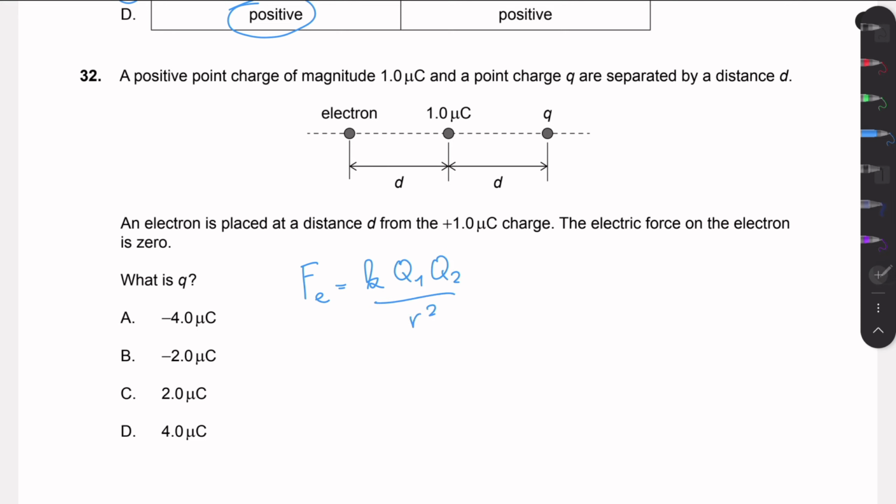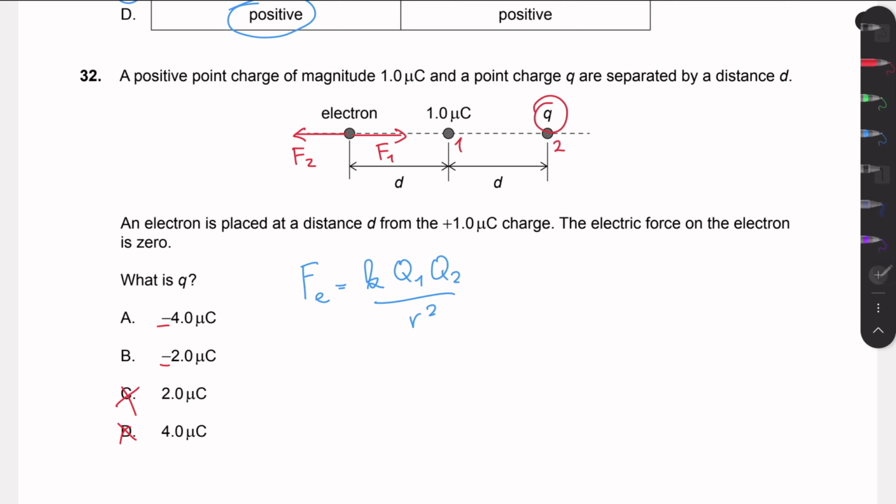So if the net electric force on the electron is 0, then let's label this charge 1, charge 2. Since this is a positive charge and this is a negative charge, they will attract each other, so the force will be this way. Let's say this is F1. And if we want a net electric force of 0, we need some other force of the same magnitude but the other way. So this will be F2. And so this charge has to be negative because that's how they will repel each other. So it's either A or B.